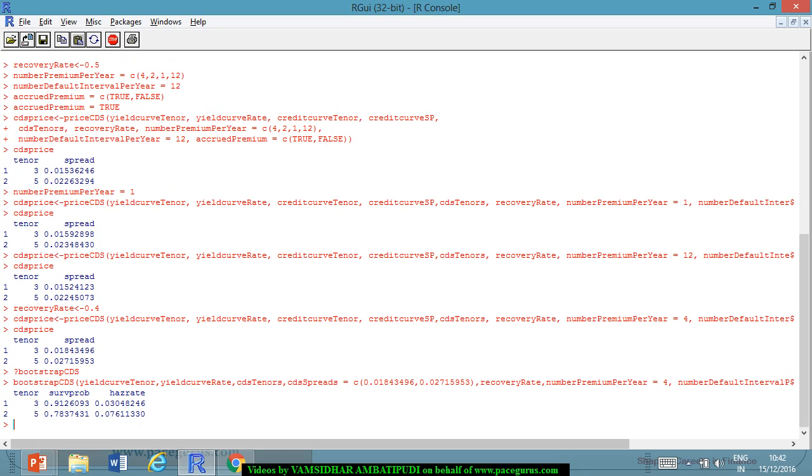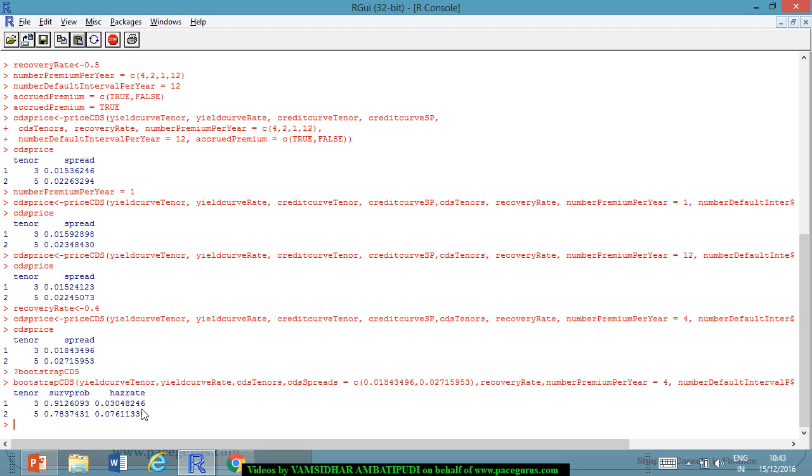And for the 5-year period it worked out to 78.37. That is what the survival probabilities are. The hazard rate has come out as 3.04% for a 3-year period, whereas the same has worked out to 7.61% for a 5-year period.